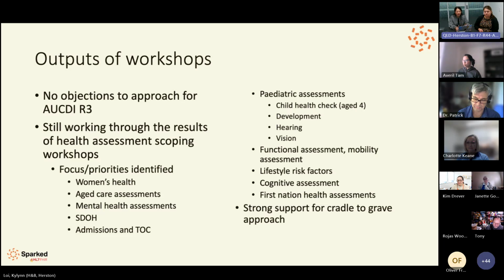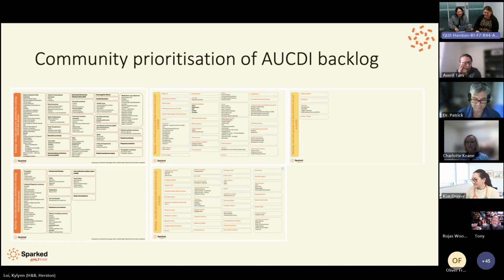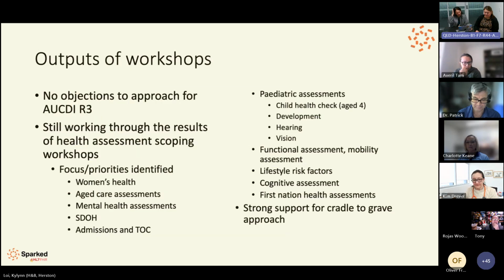So we're going to have a look at that and come back to you with a proposal at the next meeting. But there was real strong support for the cradle to grave approach, that we really need to make sure the data supports all purposes. And I can see your dance, Kim. So we will bring this to the next meeting when we have synthesized it and brought a proposal out.